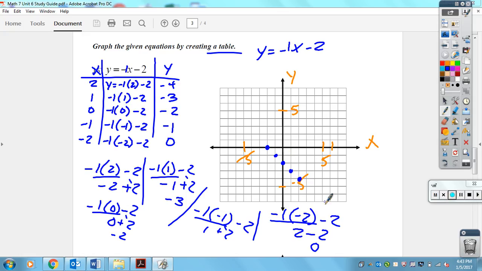As you can see, it's 5 points. 5 points is not your answer. You need a line. This is not a line. That's called a line segment. Make sure you have arrows on the ends.